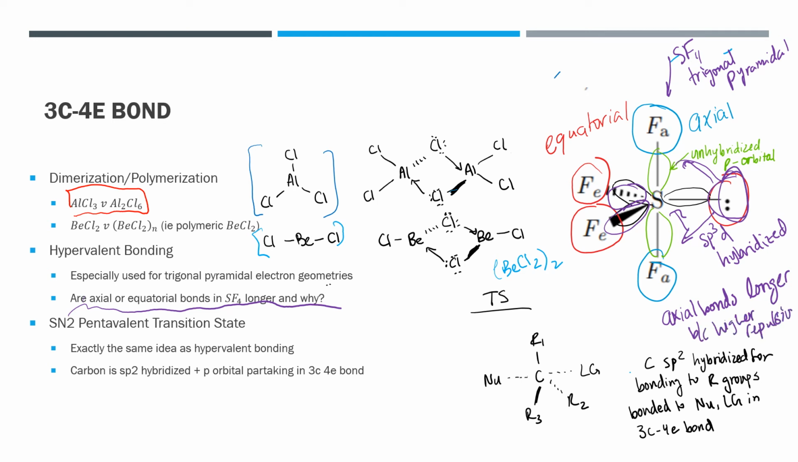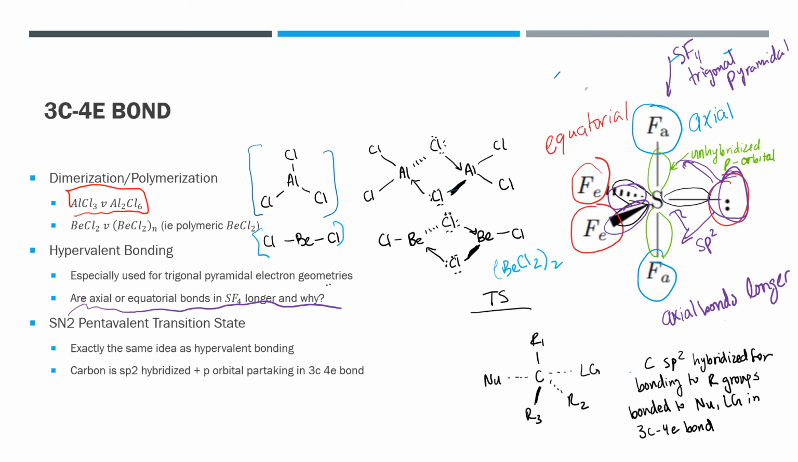So this is half correct. The axial SF bonds are longer, but this is not really the correct reasoning. So what exactly is the correct reasoning? The hybridization of our sulfur is not sp3d. This is wrong. What is the hybridization of our sulfur? It's actually sp2 hybridized. This is a little bit weird, and it goes against VSEPR theory.